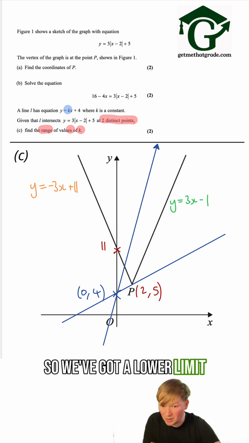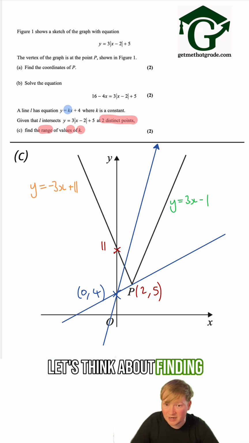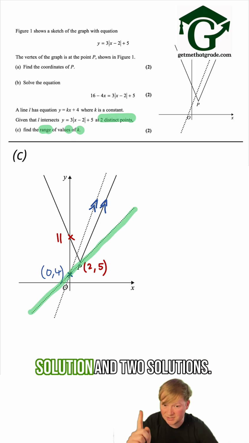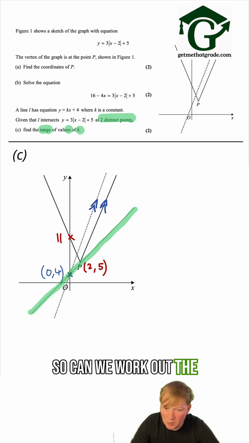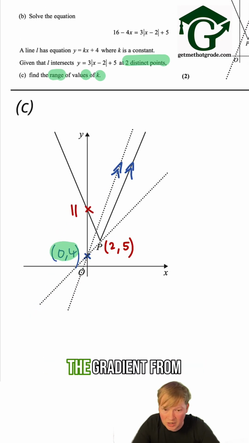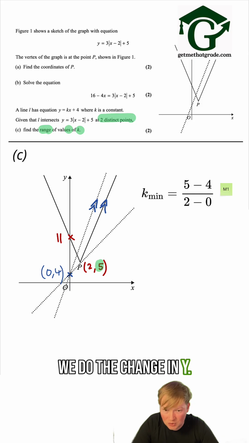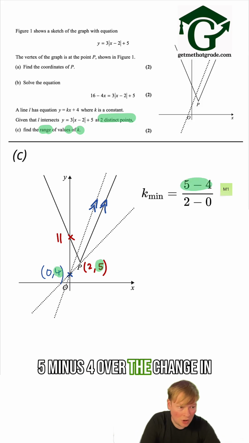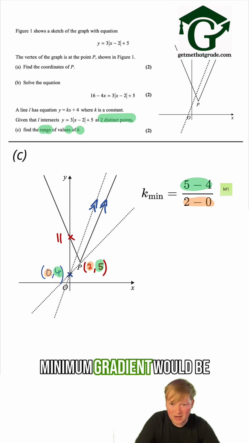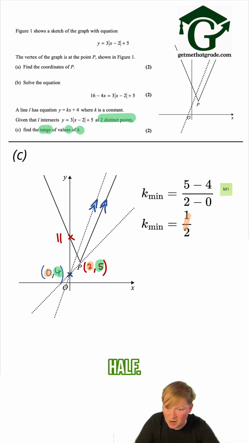So we've got a lower limit and an upper limit. Let's think about finding those. Let's think about this line here, which is kind of like our interface between 1 solution and 2 solutions. So can we work out the gradient of this line? Well, yeah, we can from these coordinates. We know how to work out the gradient from coordinates. We do the change in y, 5 minus 4, over the change in x, 2 minus 0. And so the minimum gradient would be, if we do the number crunching, a half.